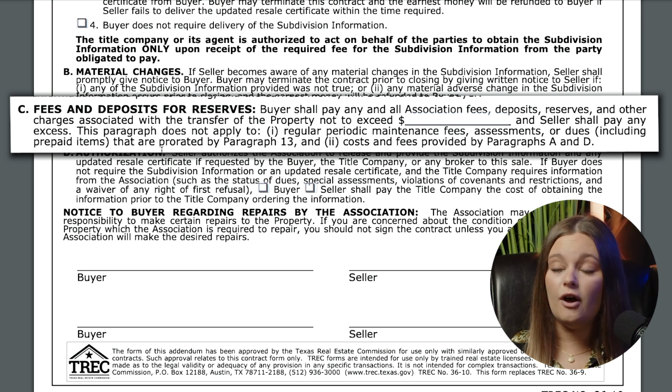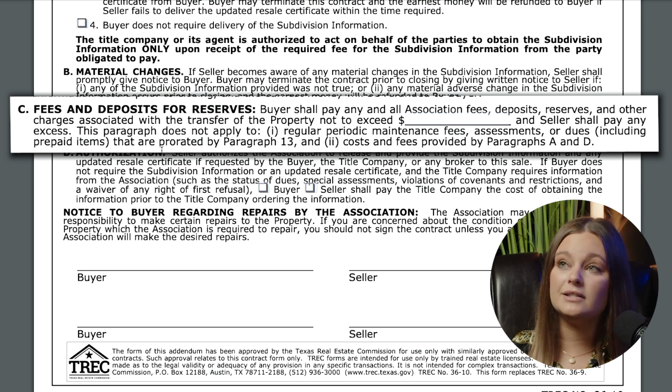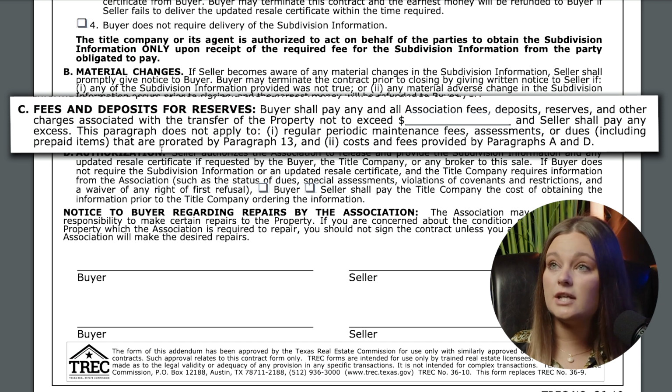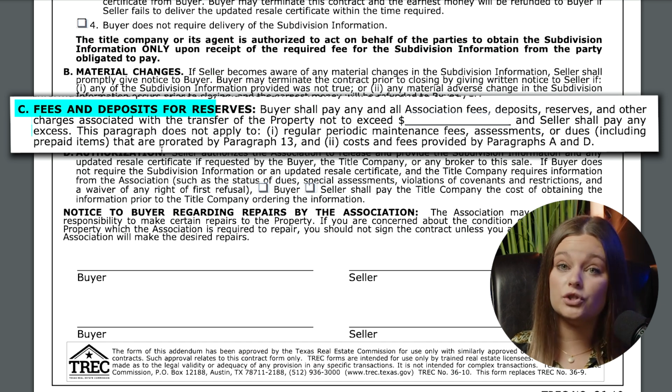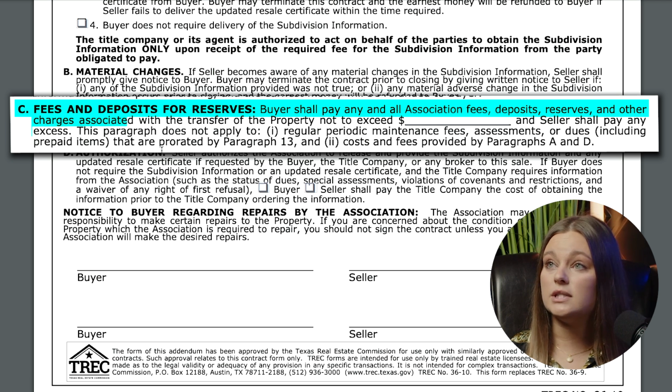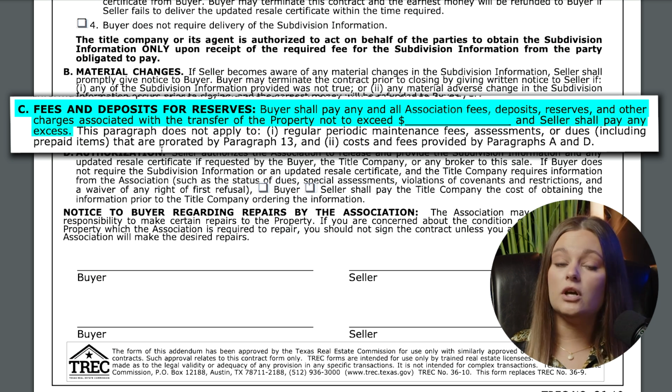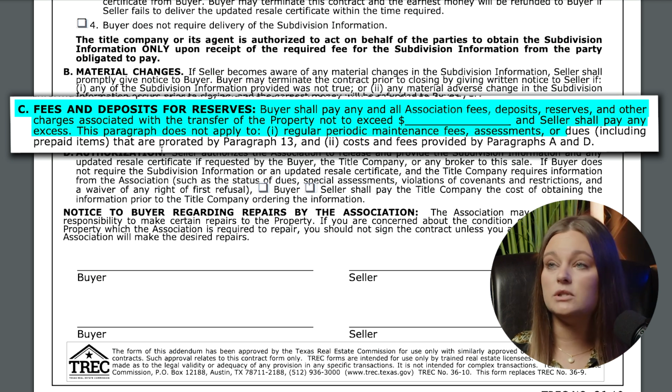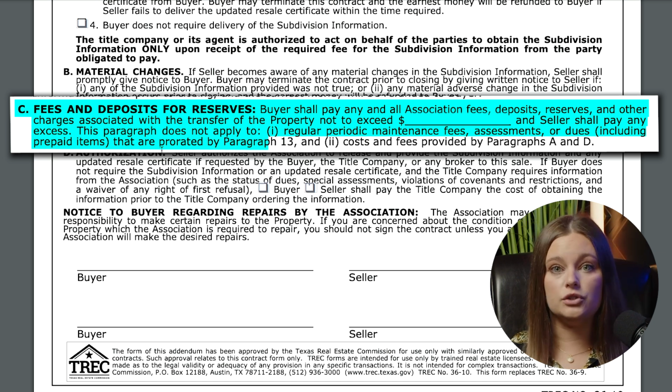What gets confused a lot is, what do those fees apply to? So in this particular section, again, it mentions fees and deposits for reserves. It reads, buyer shall pay any and all association fees, deposits, reserves, and other charges associated with the transfer of the property not to exceed, and then you put the dollar amount, and seller shall pay any excess. And then it goes on to say that this paragraph does not apply to any regular periodic maintenance fees, assessments, or dues that are reoccurring. So yearly dues, semi-annual dues, anything that's reoccurring, this paragraph does not apply to.